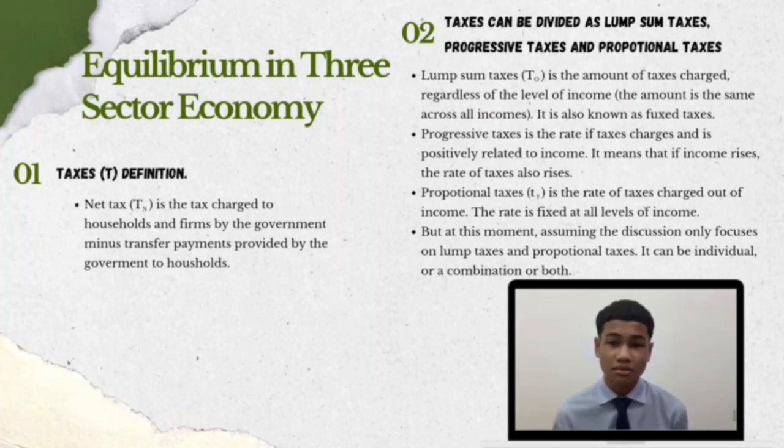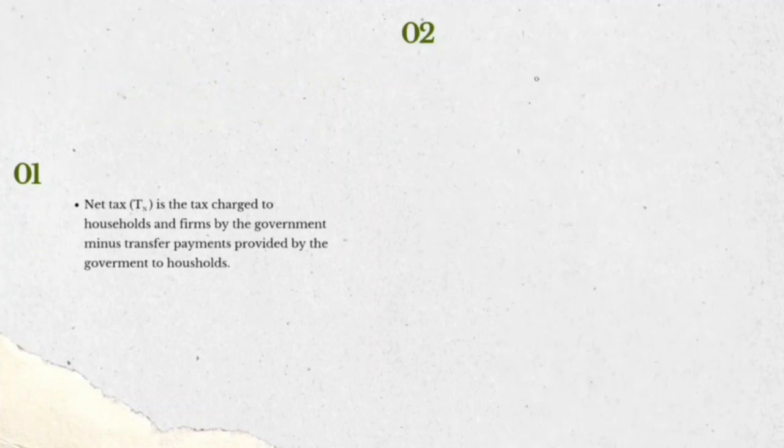Tax can be divided into lump sum tax, progressive tax, and proportional tax. Lump sum tax is the amount of tax charged regardless of the level of income. It is also known as fixed tax. Progressive tax is where the rate of tax charged is positively related to income. It means that if income rises, the rate of the tax also rises. The third one, proportional tax, is the rate of tax charged out of income. The rate is fixed at all levels of income. But at this moment, assume the discussion only focuses on lump sum tax and proportional tax, which can be individual or a combination of both.